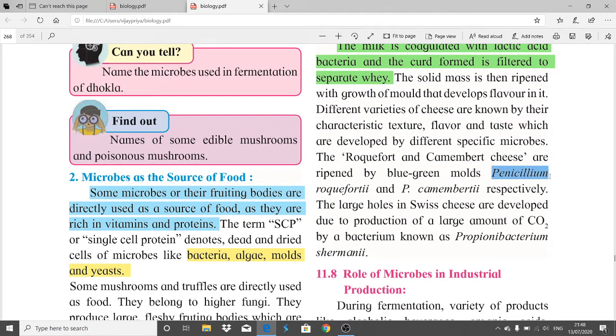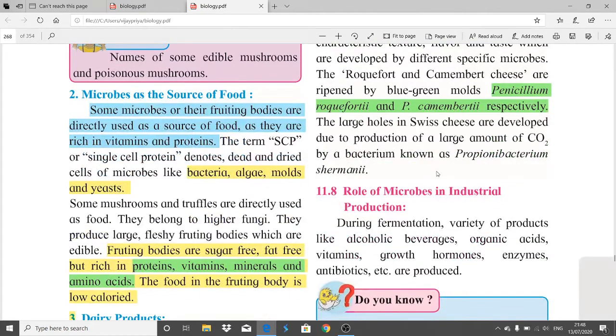Now these names you have to remember. And another is Penicillium camemberti. Okay, these are the two molds, names of the molds. The large holes in Swiss cheese are developed due to production of large amount of carbon dioxide by a bacterium known as Propionibacterium.